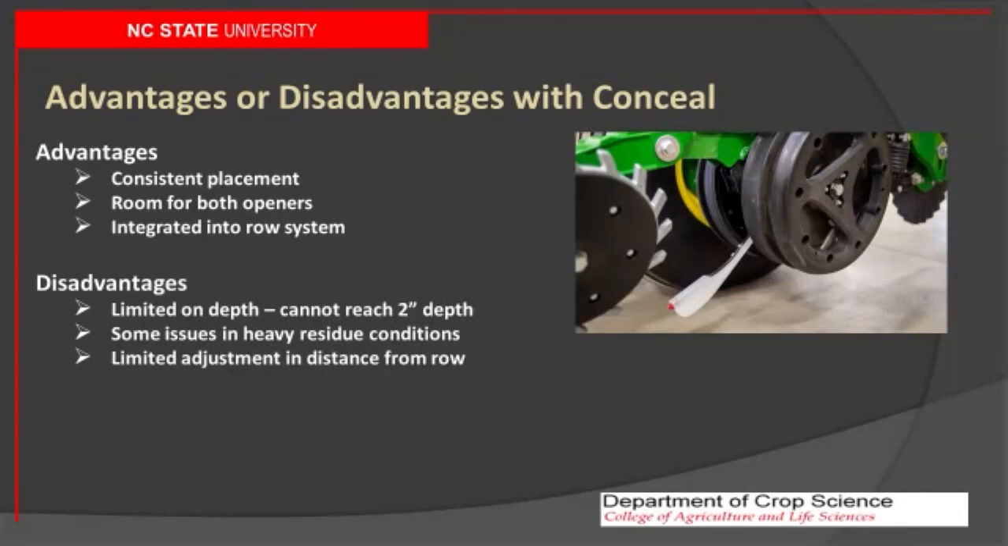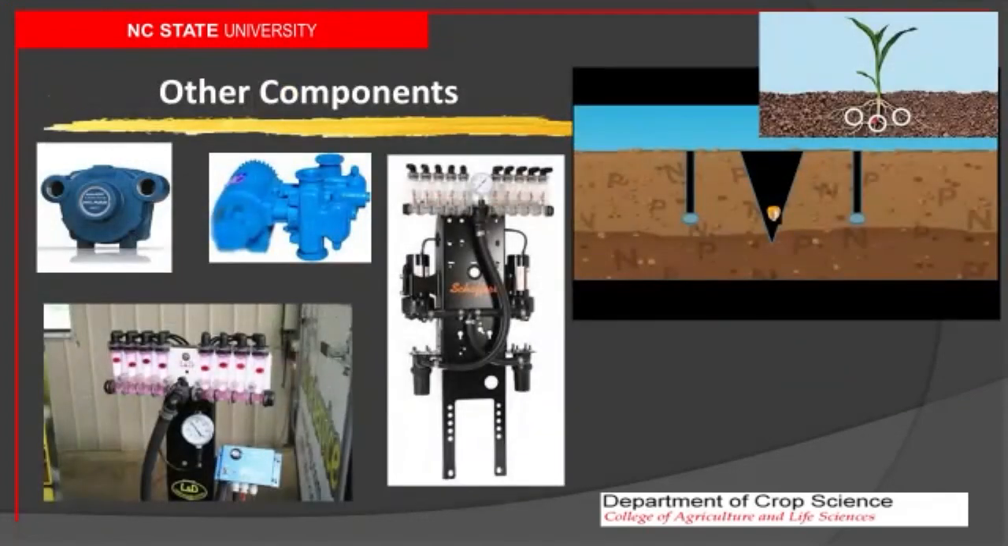This is a 3x2x2. You're going to be 3 inches off that seed. You cannot adjust that distance from that seed. So those are some of the advantages and disadvantages of the technology in the 3x2x2.